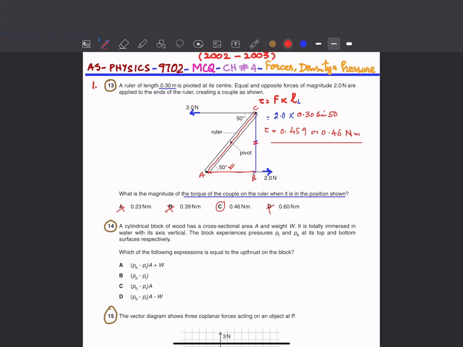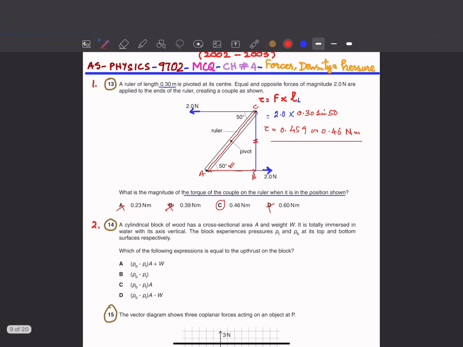Now we go to question number 2 in our sequence and 14 in this paper. A cylindrical block of wood has a cross-sectional area A and a weight W. It is totally immersed in water with its axis vertical. The block experiences pressures PT and PB at its top and bottom surfaces respectively. Which of the following expressions is equal to the upthrust on the block? So what information do you have? This is the situation.